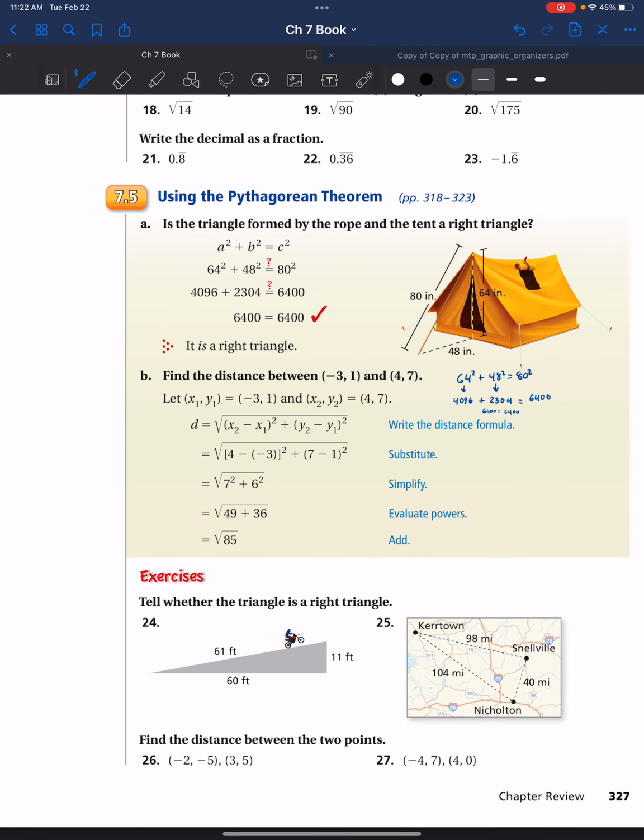I'm looking now at the bottom. It says exercises 24 and 25. Should we do those ones first, and then do the distance formula? Okay, let's do 24 first. Is this a right triangle? How do I figure out if it's a right triangle?